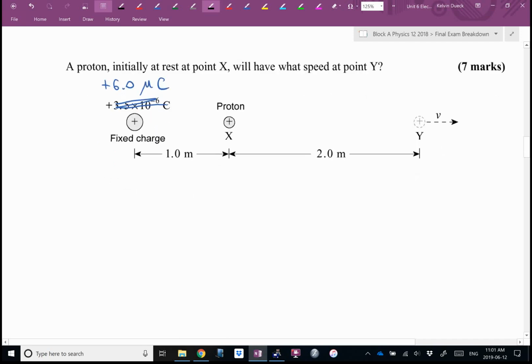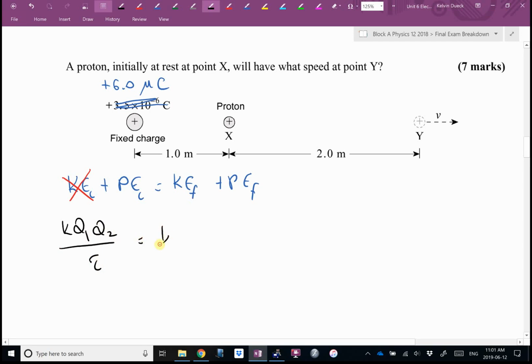Conservation of energy. I would go like this: KE initial plus PE initial equals KE final plus PE final. This is 0. Sadly, this is not, this is not, and this is not. Potential energy is going to be k q1 q2 over r initial, and then it's going to be a half m v final squared plus k q1 q2 over r final.